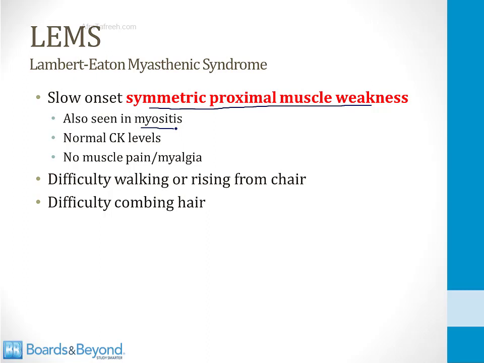In Lambert-Eaton syndrome, it's purely a nerve problem, so you will see normal CK levels and no muscle pain or myalgia. So what do you need your proximal muscles for? These are your muscles like your shoulders and your hips. So you need those to walk, to rise from a chair. You also need them to comb your hair, where you lift your arm over your head. So these are the types of things people will complain of when they have proximal muscle weakness.